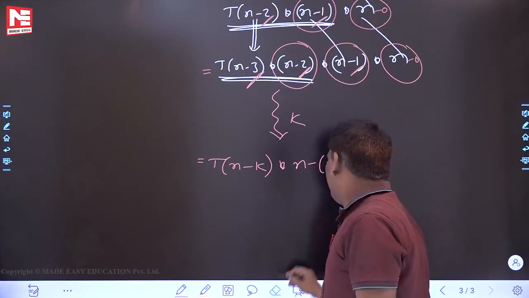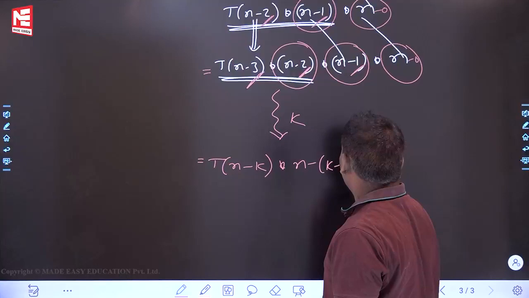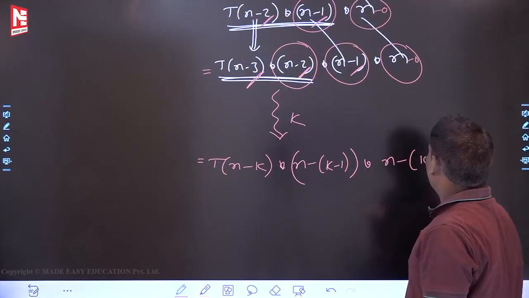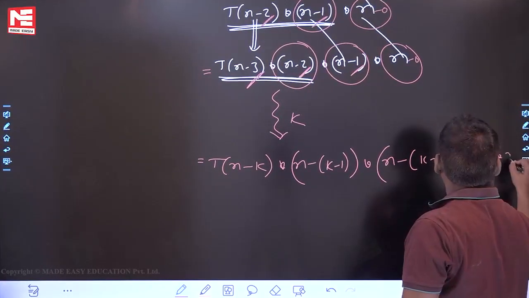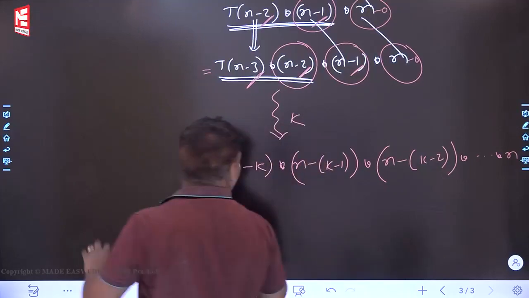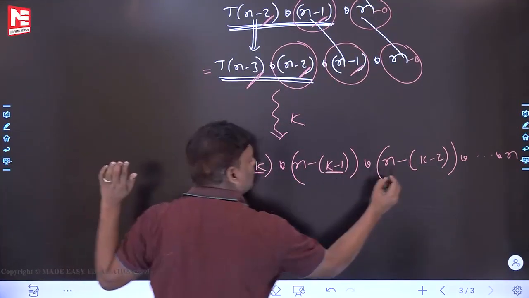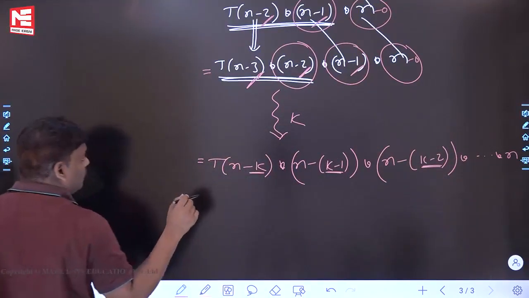Let me write now. It is going to be k minus 1. It is going to be k minus 2, and so on. What is the last? n is there. Now some people are asking, everything is okay. See this one: k means k minus 1, k minus 1 means k minus 2, and so on. Lastly n. Now some people are asking me what is the k value.